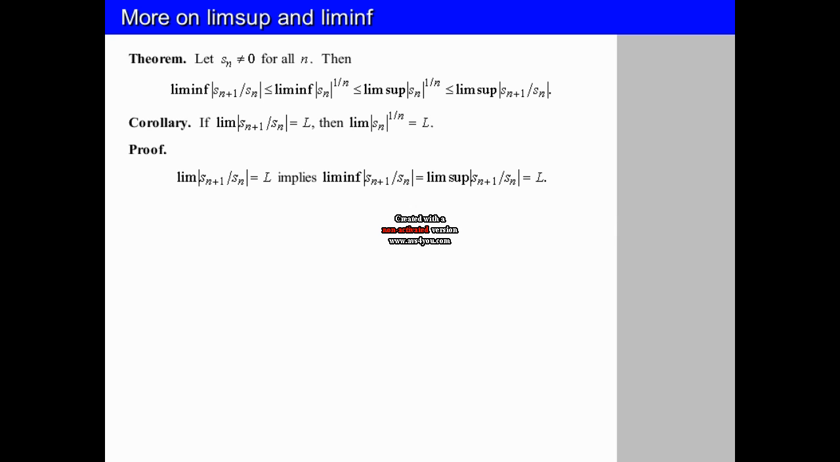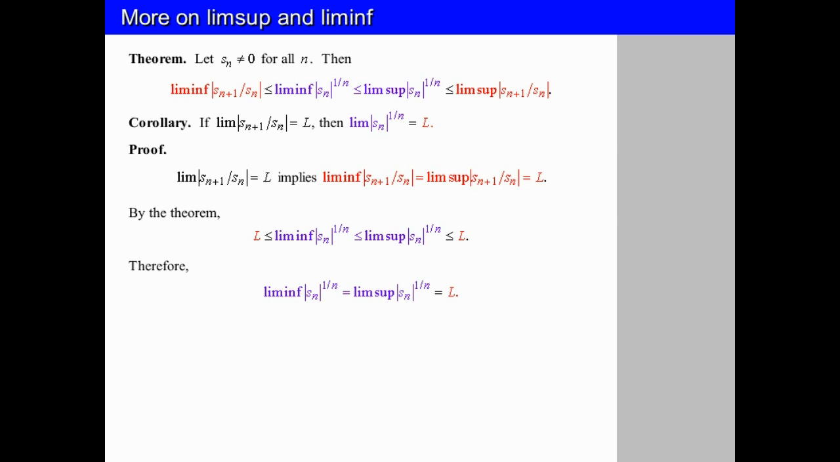Proof: since the limit of the ratios is L, the lim_inf and lim sup of the ratios must also equal L. Plugging this into the inequality given in the previous theorem, we see that the two outer terms equal L, and therefore the two inner terms must equal L as well. In the next lecture, we'll begin our discussion of infinite series.